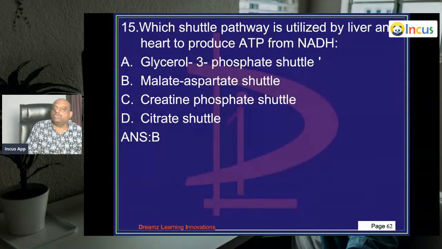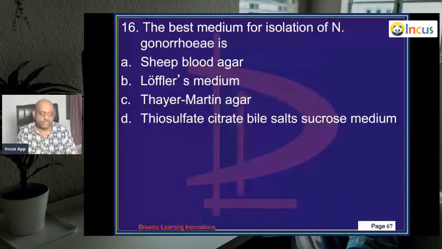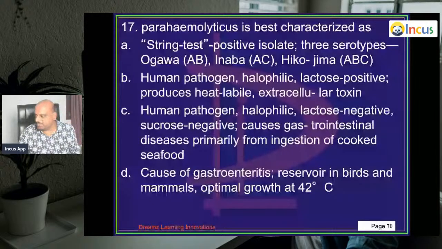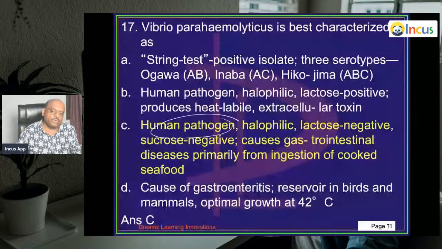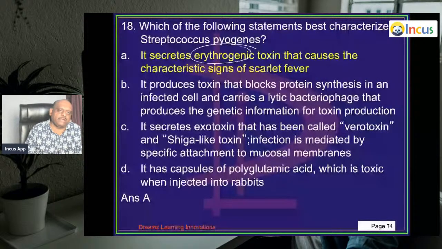So this is how the shunt basically functions. Neisseria gonorrhoeae, what is the medium, doctor? Thayer-Martin is the isolation medium. Vibrio parahaemolyticus is a human pathogen, halophilic, lactose negative, sucrose negative, causes GIT disease if you happen to eat seafood, is what you need to remember. Streptococcus pyogenes produces erythrogenic toxin that leads to the signs of scarlet fever.